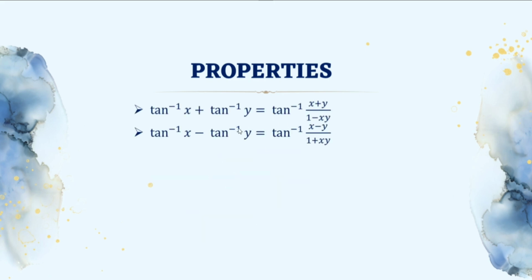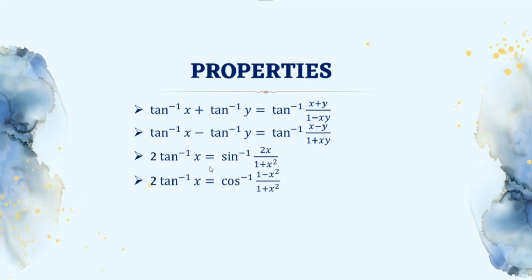So the next set of properties is tan inverse of x plus tan inverse of y is equal to tan inverse of x plus y divided by 1 minus xy. Tan inverse of x minus tan inverse of y is equal to tan inverse of x minus y divided by 1 plus xy. To remember these equations, you just have to see that when you get a plus over here, you give plus in the numerator. When you have a minus over here, you give a minus in the numerator, and you put the opposite sign in the denominator.